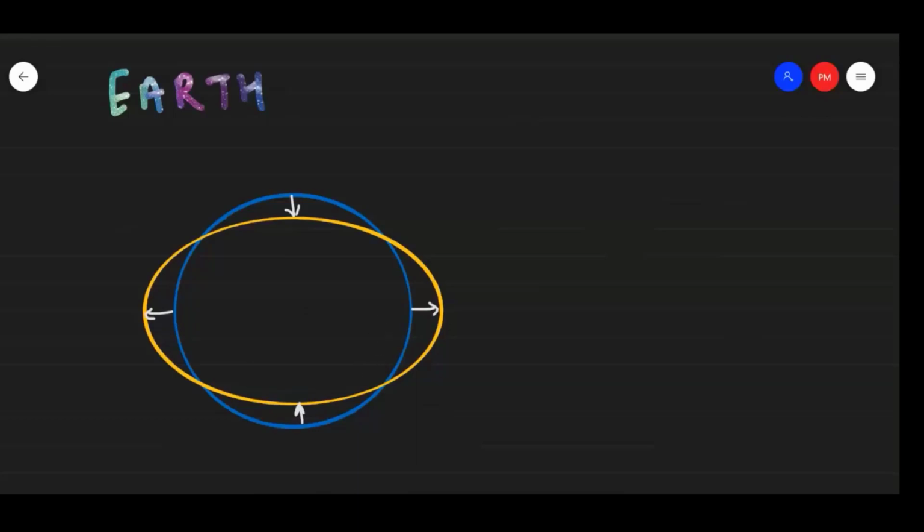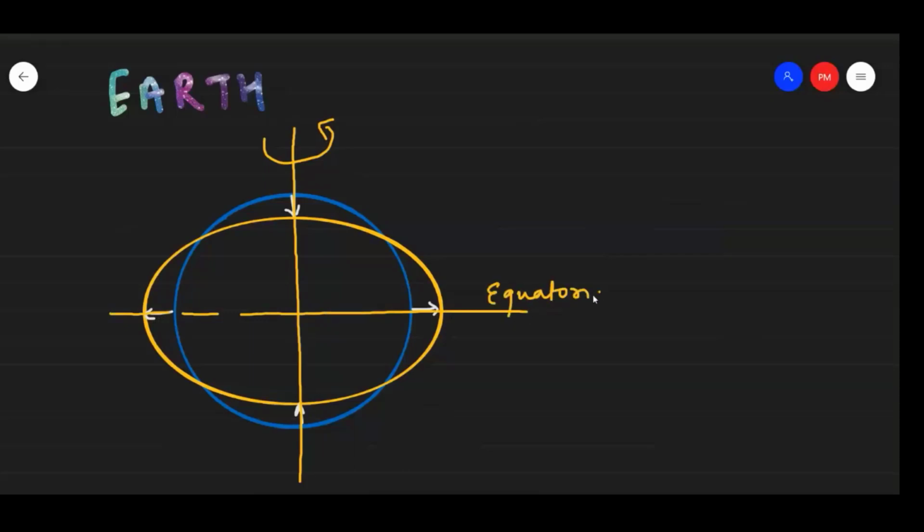Also, this Earth rotates about its polar axis. Now here we have two axes. One is equatorial plane or equatorial axis, and the other is polar axis.